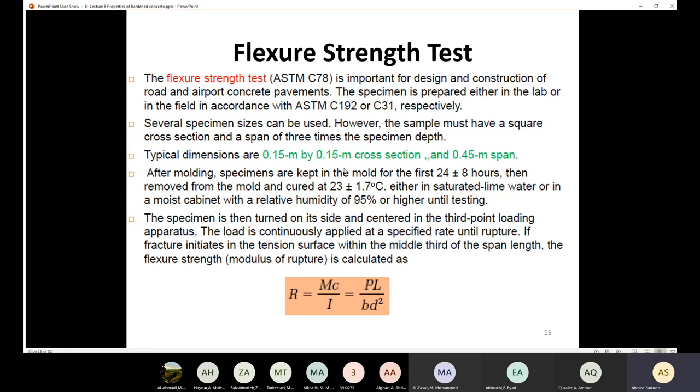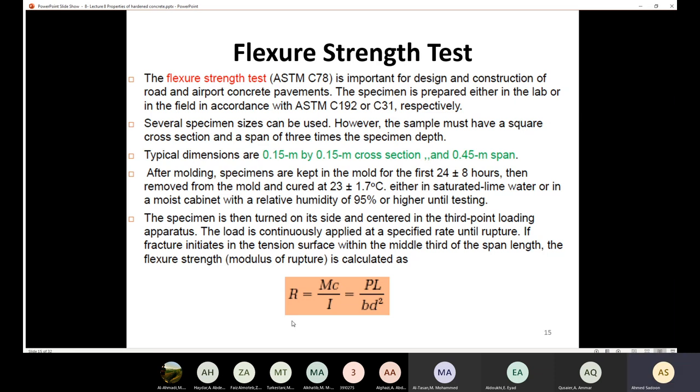After molding, a specimen is kept in the mold for the first 24 hours, plus or minus 8 hours, depending on the final setting time. Then remove from the mold and cure at 23 plus or minus 1.7 degrees Celsius, either in saturated lime water or in a moist cabinet with a relative humidity of 95% or higher until testing. The specimen then is turned on its side and centered in the third point loading apparatus. The load is continuously applied at a specified rate until rupture.